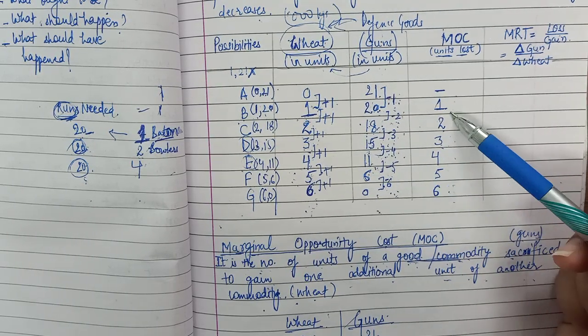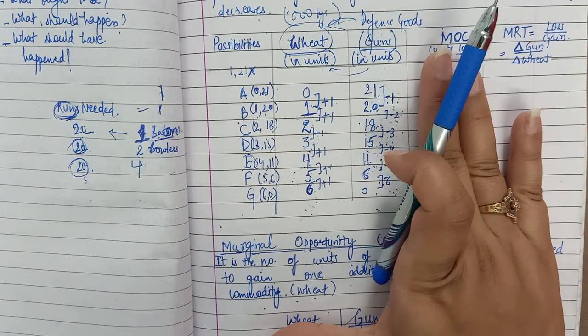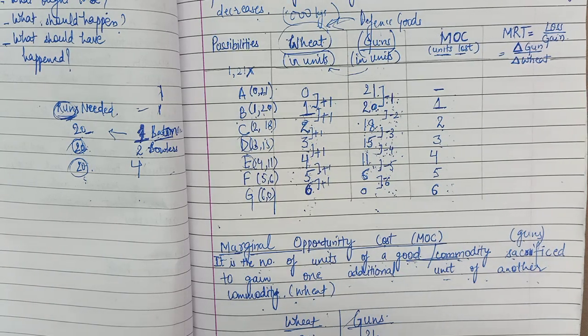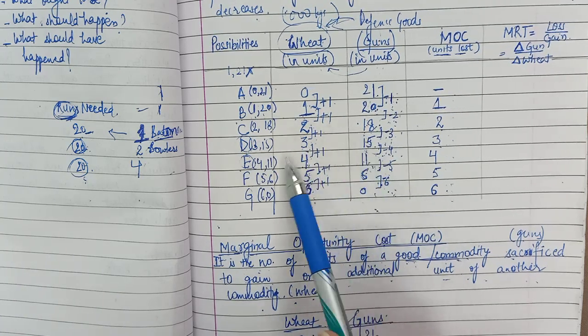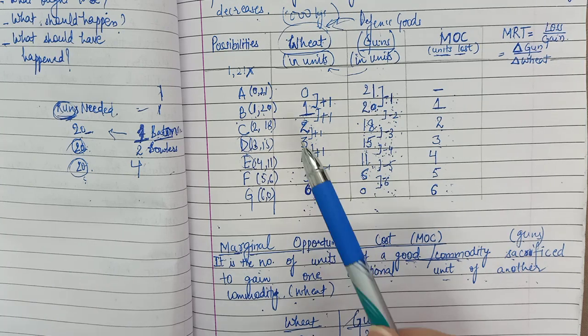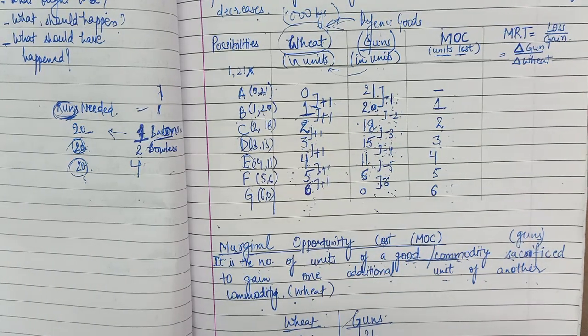For MOC, to find MOC, for example, you are given the numerical in the chapter or in the paper, and you are asked to find MOC. So for MOC, you have to see the table and check which side of the table is increasing. You always have 2 goods. One good will always be increasing and the other will be falling. Why? Because resources are fixed.